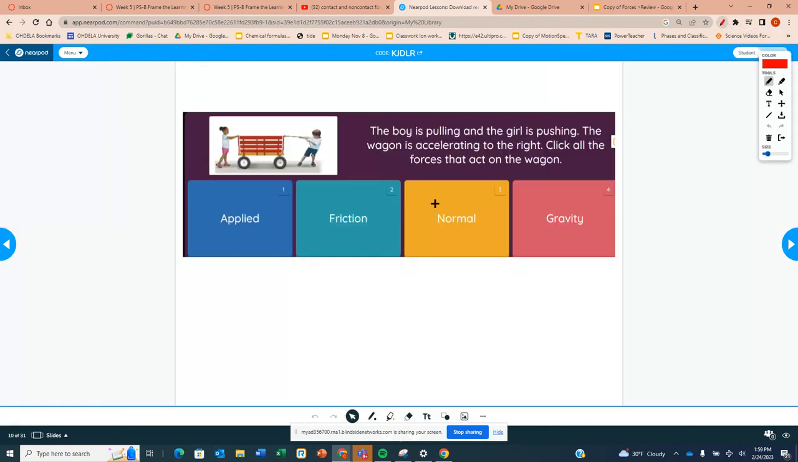All right, so all these forces, a boy is pulling and the girl is pushing, so the forces are going in this direction. So that's the applied force. Okay, there's friction opposing that, but because we have gravity going down, the weight is pushing onto the surface, and the normal or the support force is pushing up. So we have all of these involved in this pushing and pulling.